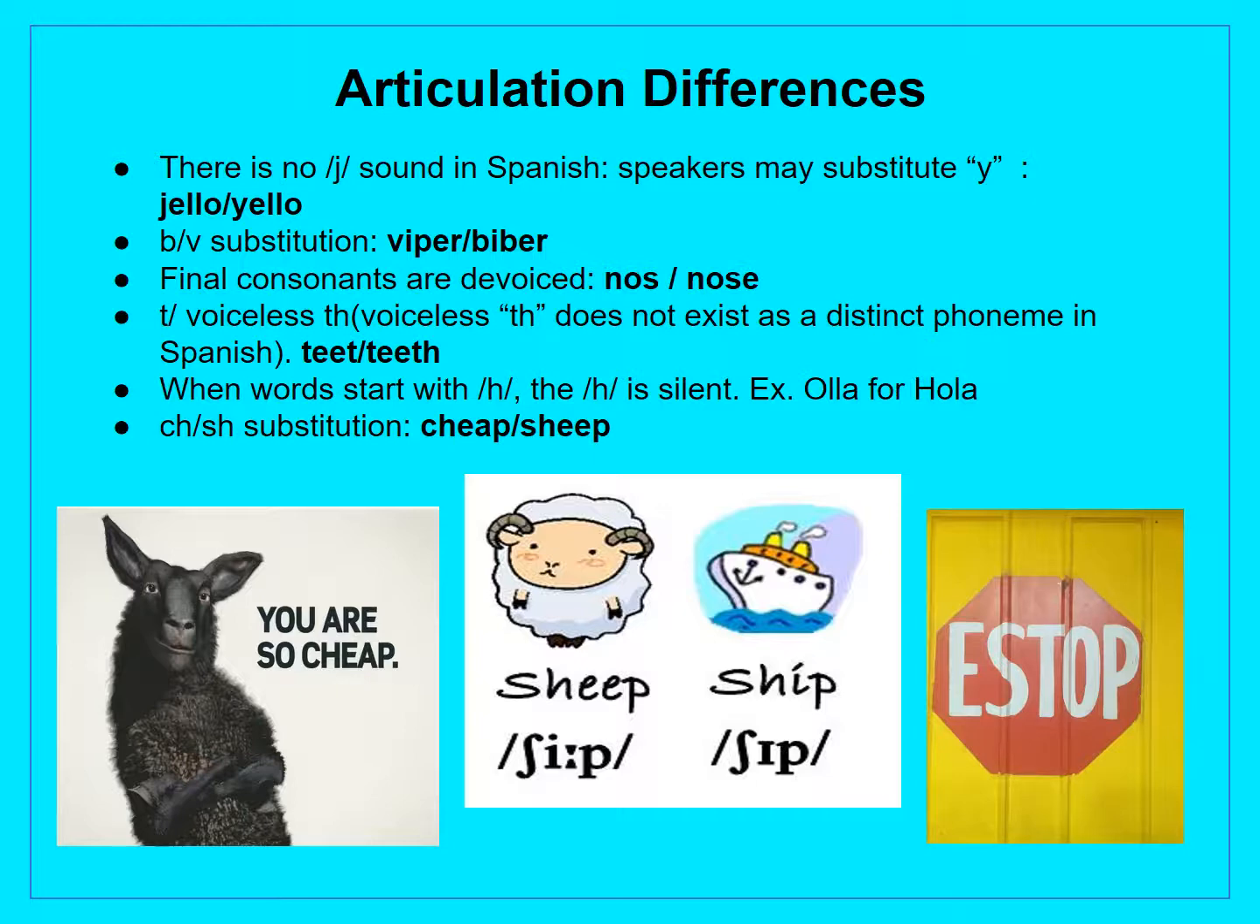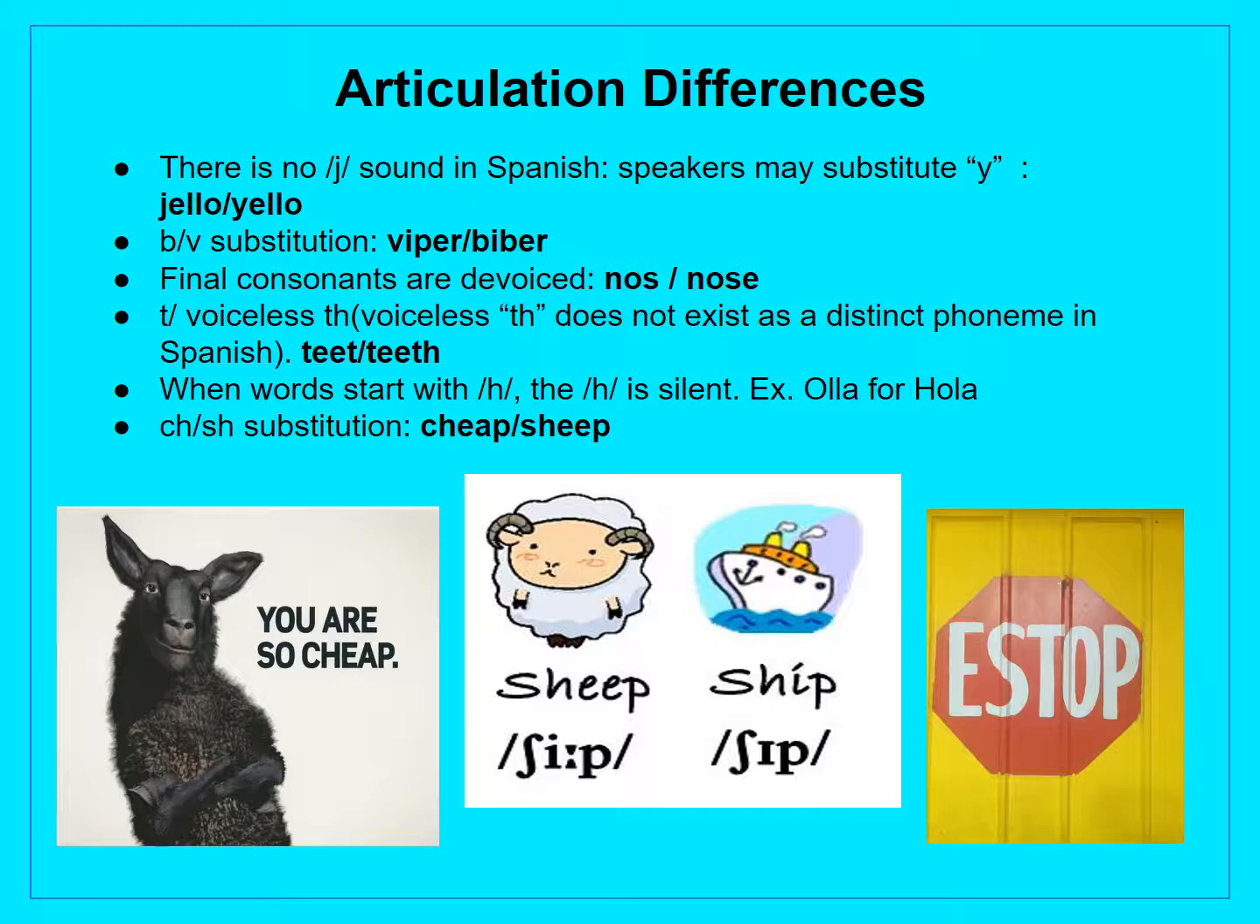First, there is no J sound in Spanish. Speakers may substitute the Y for the J. For instance, jellow would be pronounced yellow in English, or use juicy in English. Spanish does not voice the sound of J. It represents a fricative that is produced in the back of the mouth.